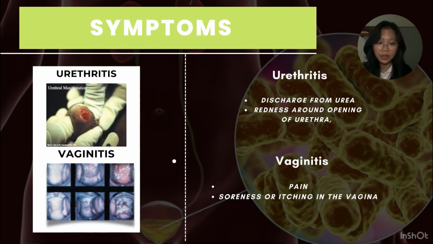Lastly, the symptoms of dysuria include urethritis and vaginitis. Urethritis causes discharge from the urethra and redness around the opening of the urethra, while vaginitis causes pain and soreness or itching in the vagina.